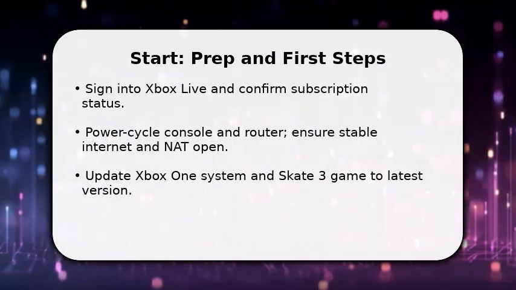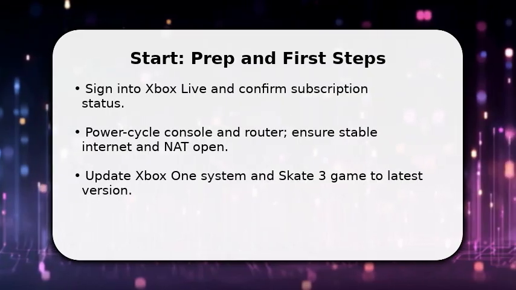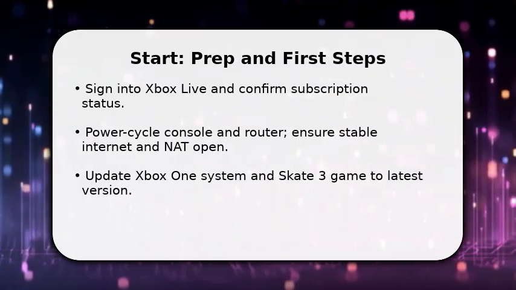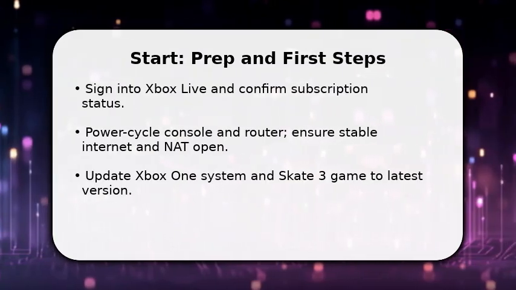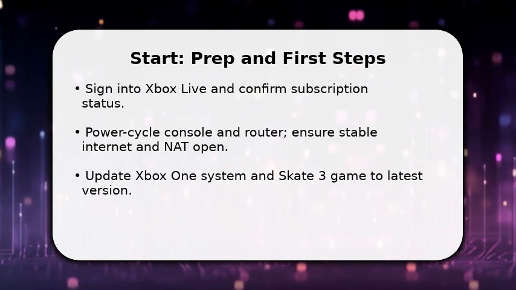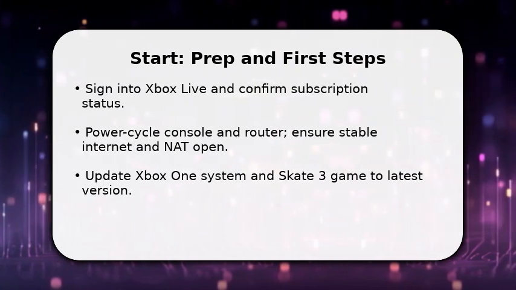Patch mismatches prevent matchmaking. Next, check your NAT type in network settings. Aim for open or moderate. Strict NAT blocks sessions. These first steps remove the common blockers, so you can actually join Skate 3 lobbies.